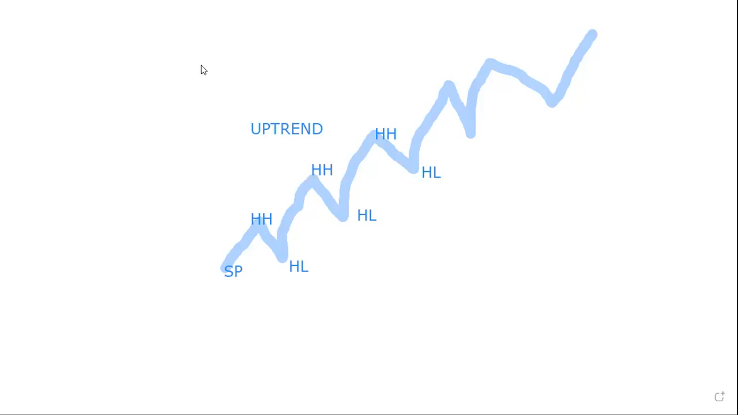So that is the uptrend. Now the downtrend, we have price coming from here, it starts from here. This one is too small. It starts from here, okay, and then it starts dropping. Lower high, lower low, lower high, lower low, lower high, lower low, lower high, lower low. So that's a downtrend.